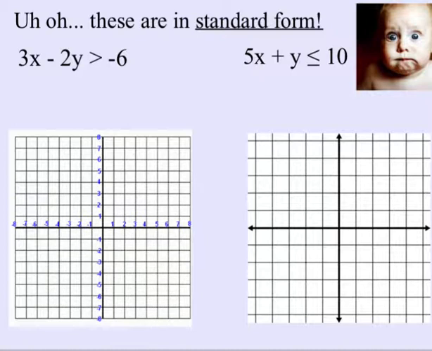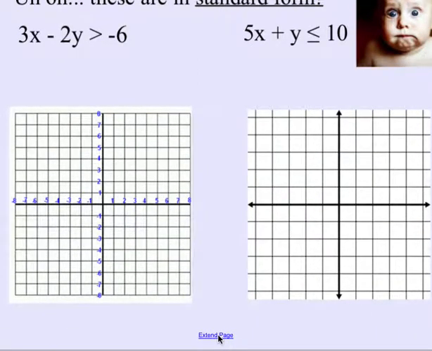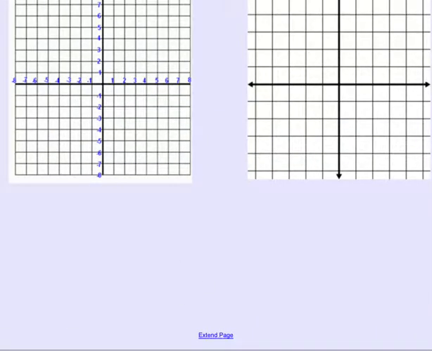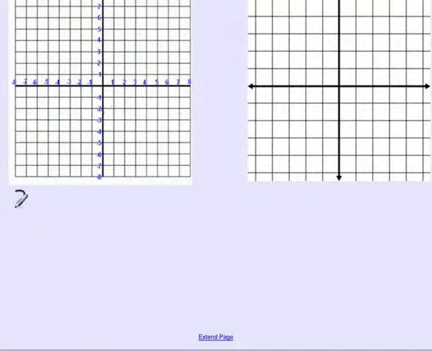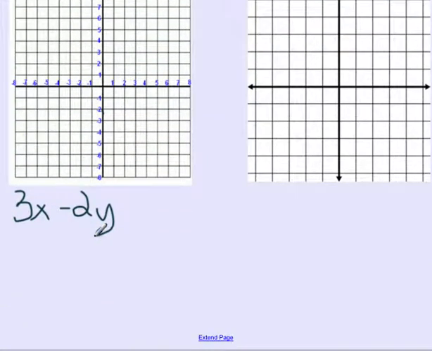Okay, let's take a look at these. These are a little bit tricky because they're in standard form. Uh-oh, so what does that mean for us? Well, let's take a look. So, what we need to do first and foremost is put this into slope-intercept form. So we have 3x minus 2y is greater than -6.